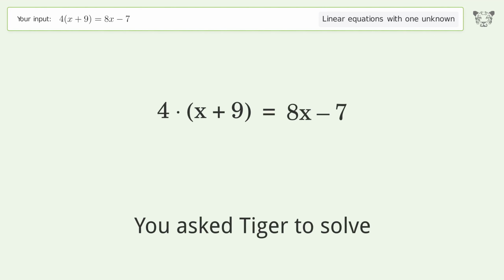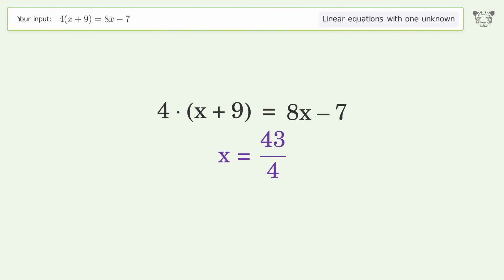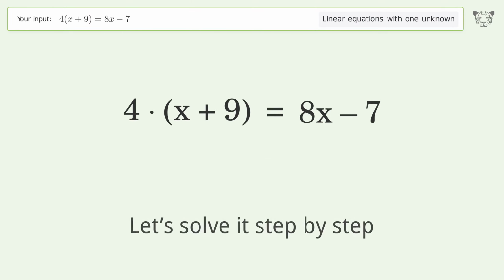You ask Tiger to solve. This deals with linear equations with one unknown. The final result is x equals 43 over 4. Let's solve it step by step.